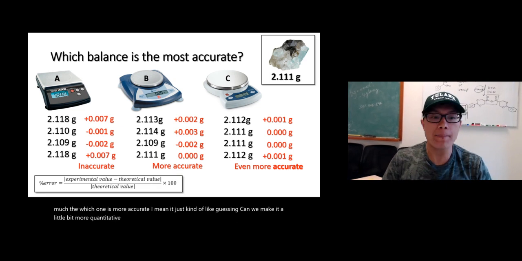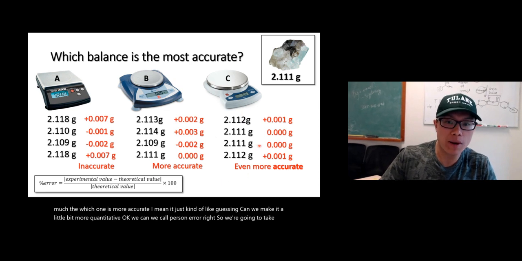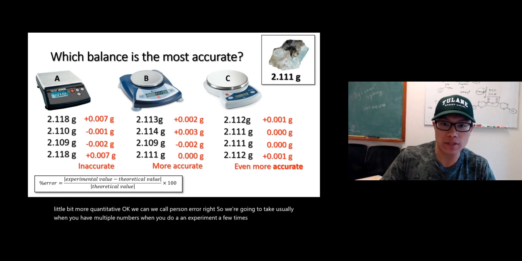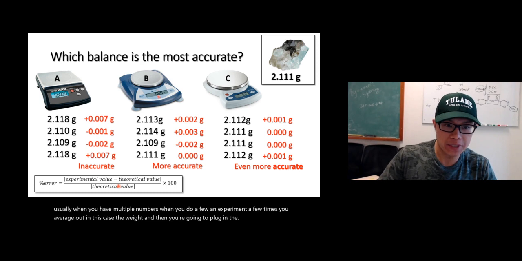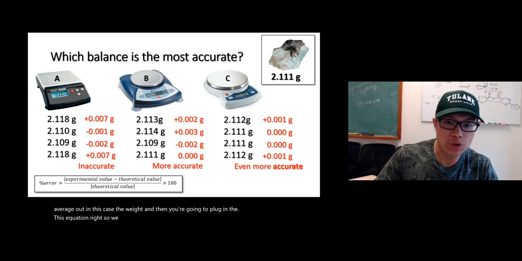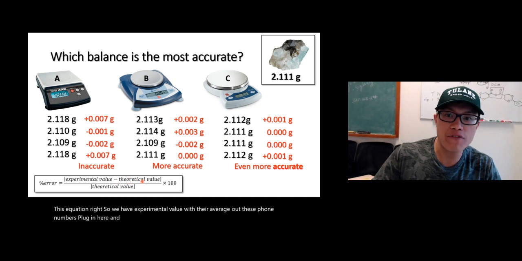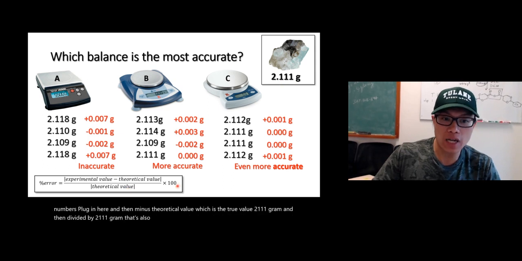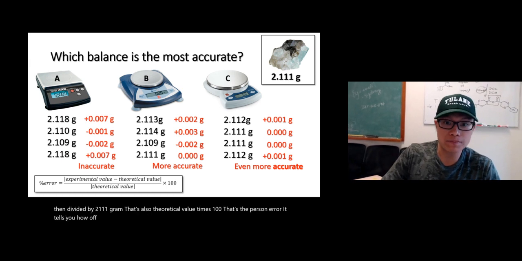Okay, we call percent error. Usually when you have multiple numbers, like when you do an experiment a few times, you average out, in this case, the weight, and then you plug into this equation. So we have the experimental value, the average of these four numbers, plug in here, minus the theoretical value, which is the true value, 2.111 gram, and then divided by 2.111 gram, that's also the theoretical value, times 100. That's a percent error. It tells you how off your measurement is.